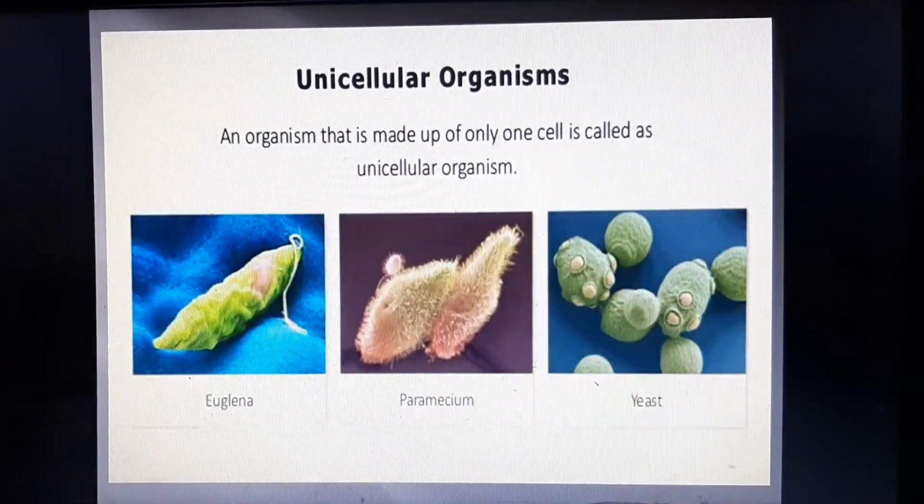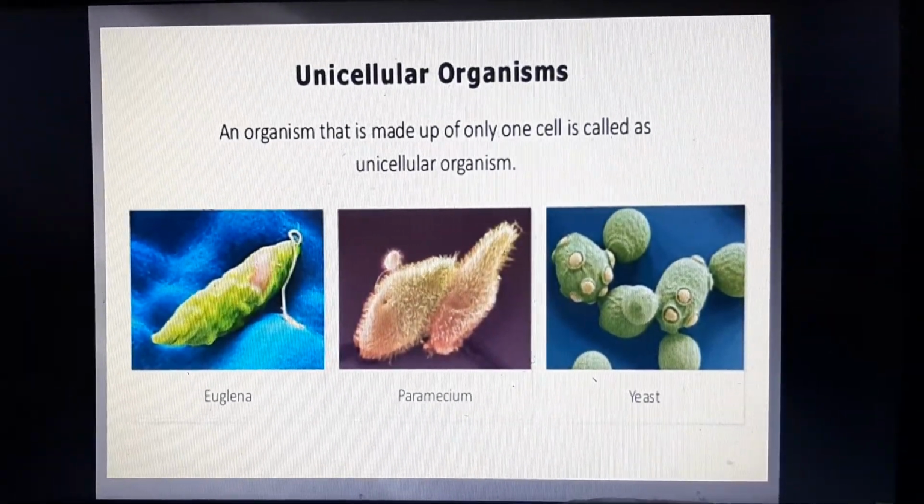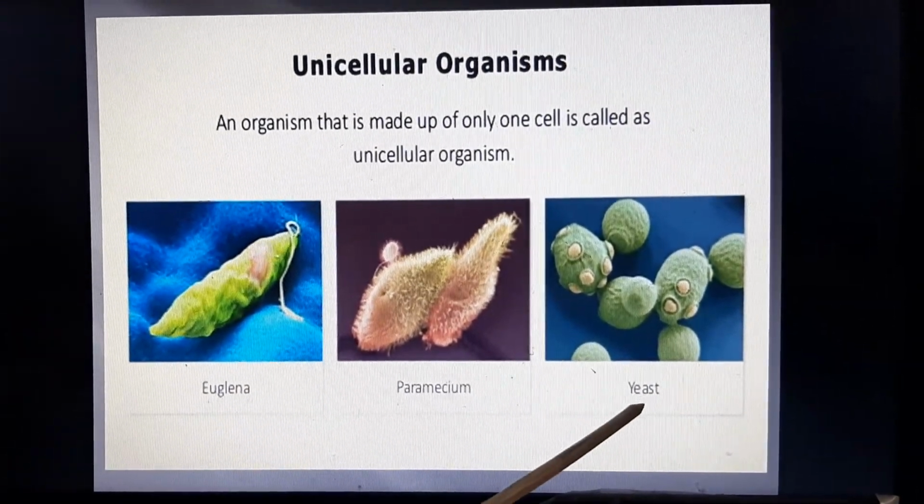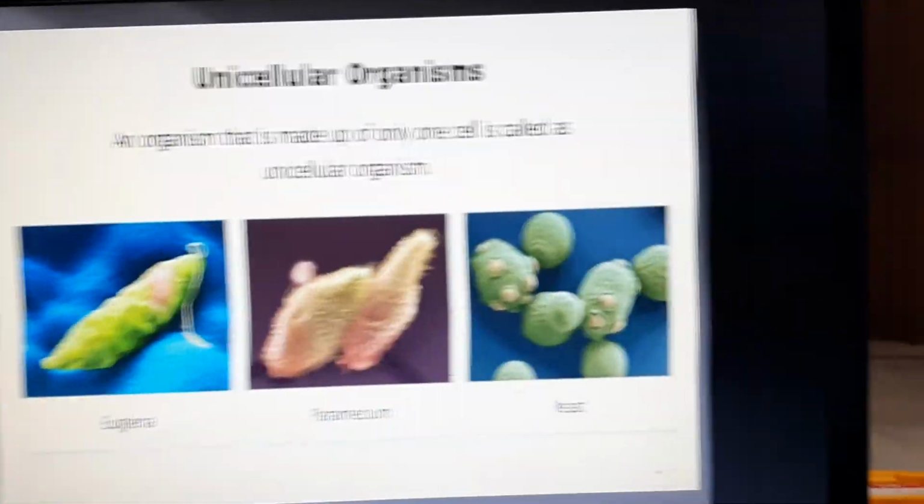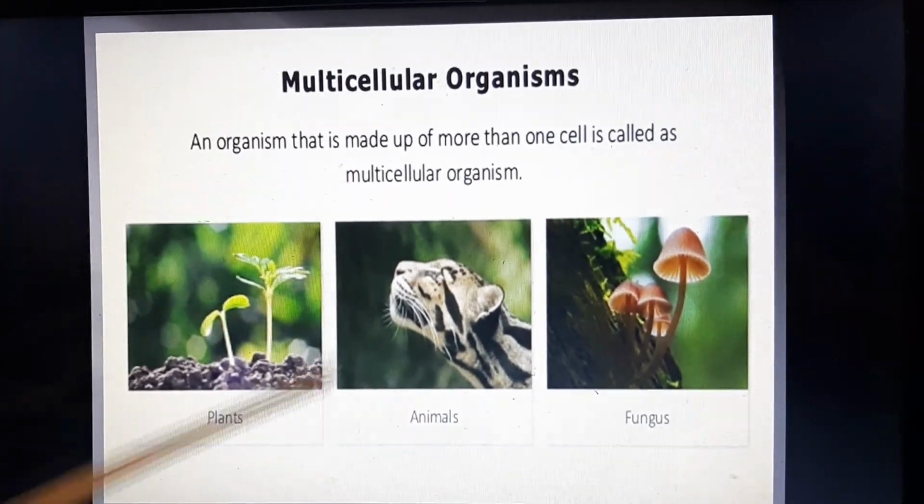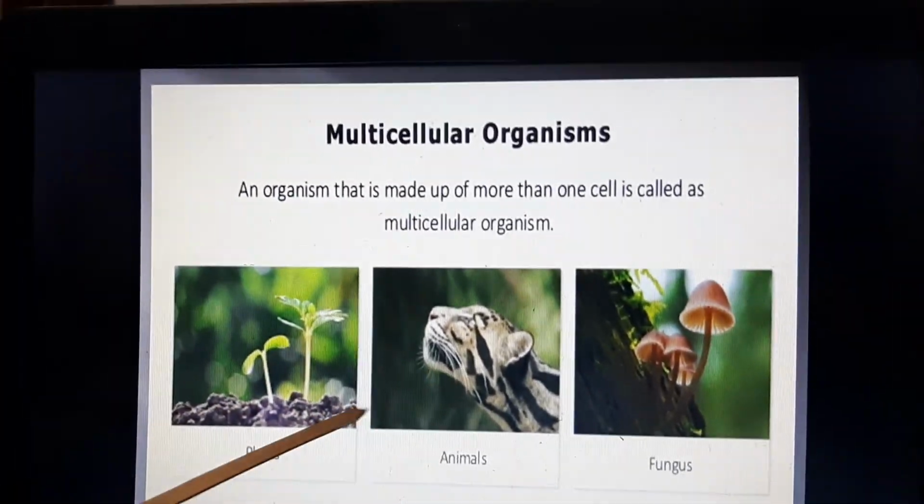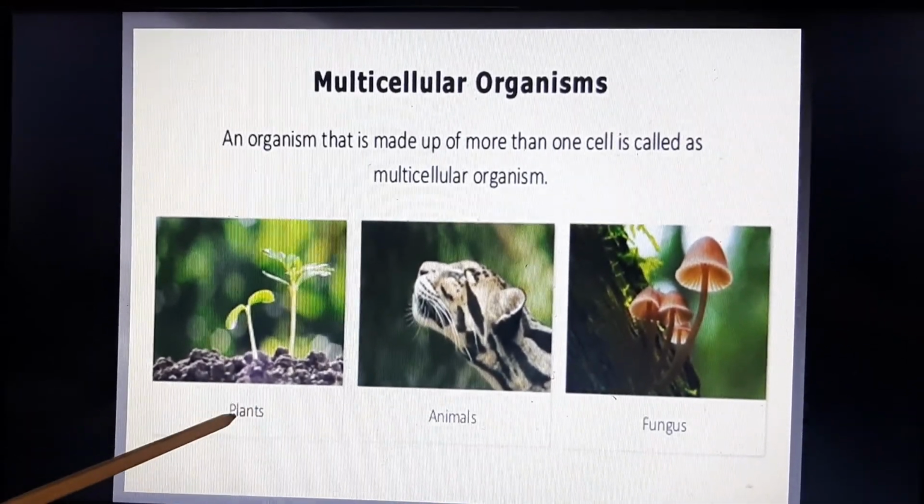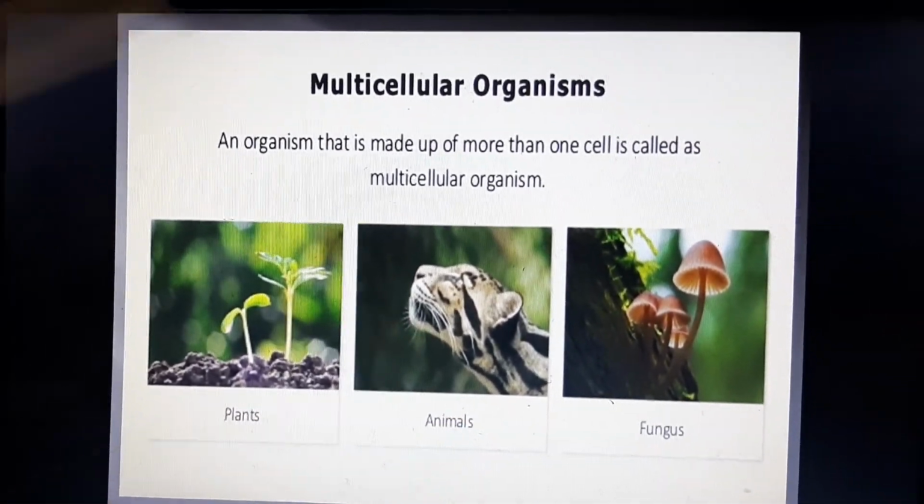Students, in the exam you can get the question: give two examples of unicellular organisms. So you should remember the examples' names. Next, you can also get the question: name two multicellular organisms. For this you can give the examples plants, animals.